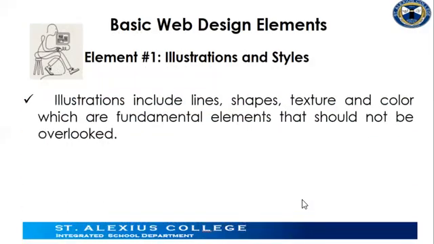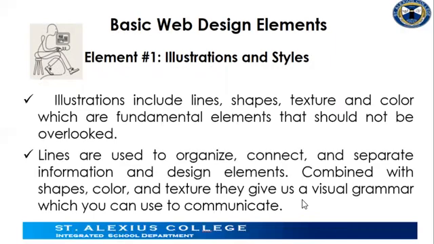Under the illustrations and styles, illustrations include line, shapes, texture, and color, which are fundamental elements that should not be overlooked. Lines are used to organize, to connect, and separate information and design elements. Combined with shapes, colors, and texture, they give us a visual grammar which you can use to communicate. So that is why, if we are going to design our web page, let us always consider the proper applications of lines, shapes, texture, and color.